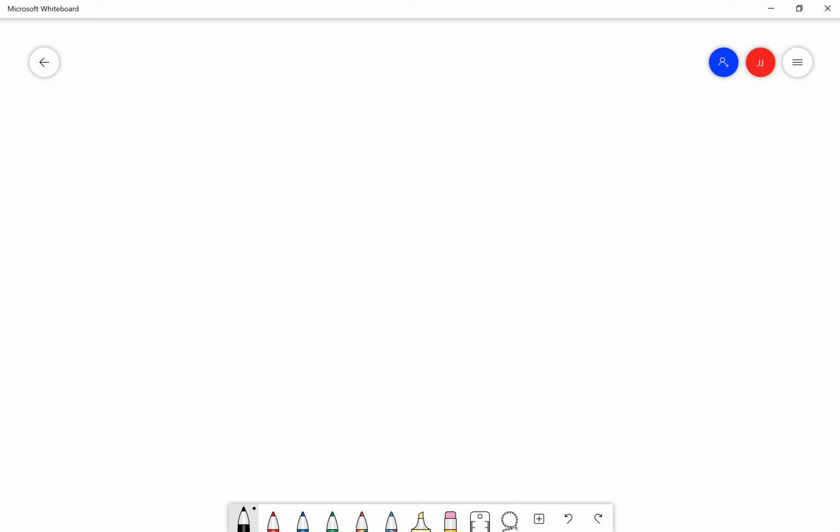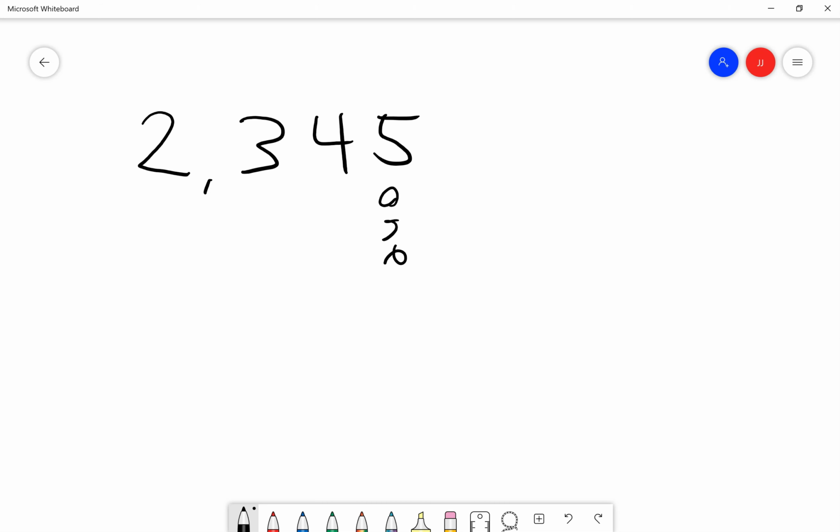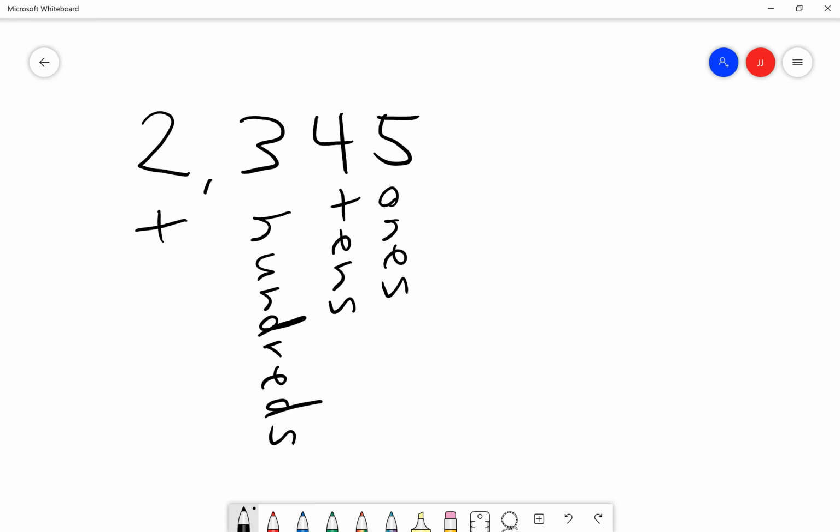So, here we have a number, 2,345, and you probably remember that this 5 is in the ones place, the 4 is in the tens place, the 3 is in the hundreds place, and the 2 is in the thousands place. And we will use this to help us understand place value blocks.